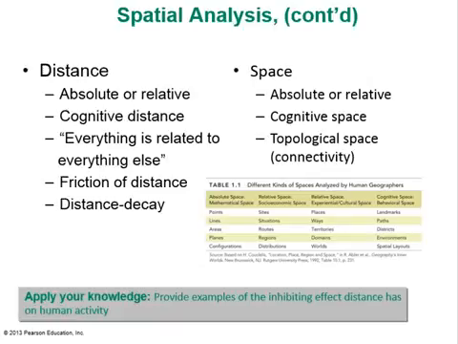And then in terms of space, we can also have absolute or relative space. We can have cognitive or mental space. And then we can think about space in terms of topology. So just meaning, what does that look like from a connectivity point of view? For instance, what are the bus lines between one place and another? How do the train lines go? What do the roads in between one place or another look like?